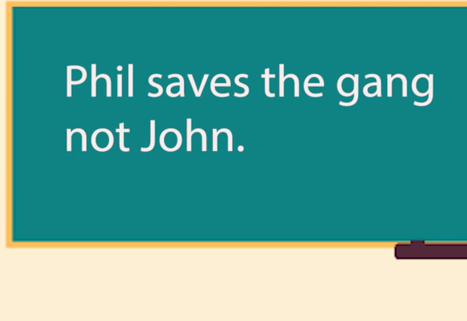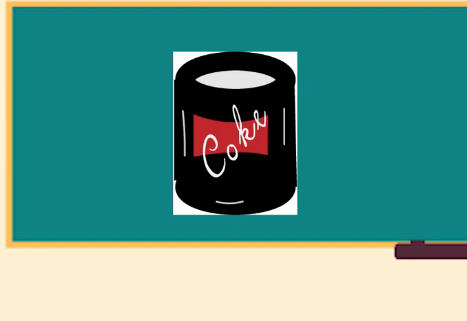Despite his bravado and professed ability to look after things, it is Phil, not John, who comes up with a plan to save the gang. The play on the Coke can is as powerful as it is innocuous.